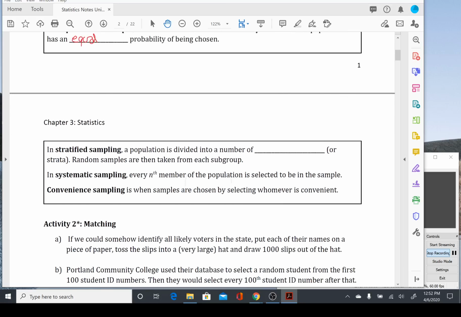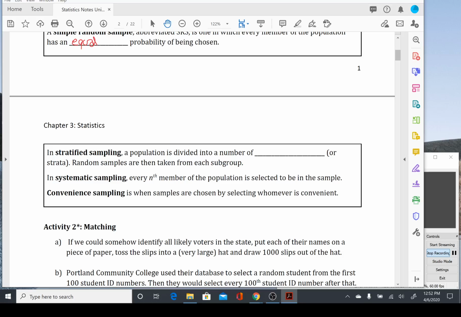A stratified sample is when a population is divided into a number of groups or strata. Random samples are then taken from each subgroup. In a systematic sampling, every nth member of a population is selected to be in the sample. And then a convenience sample, which is the one that I would argue they did, is when samples are chosen by selecting whomever is convenient. So it's maybe looking at the people in your class and saying, would you like to take a survey?